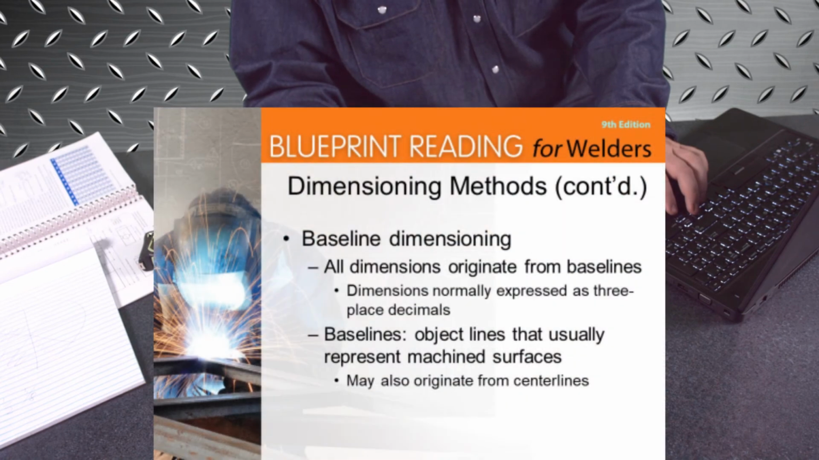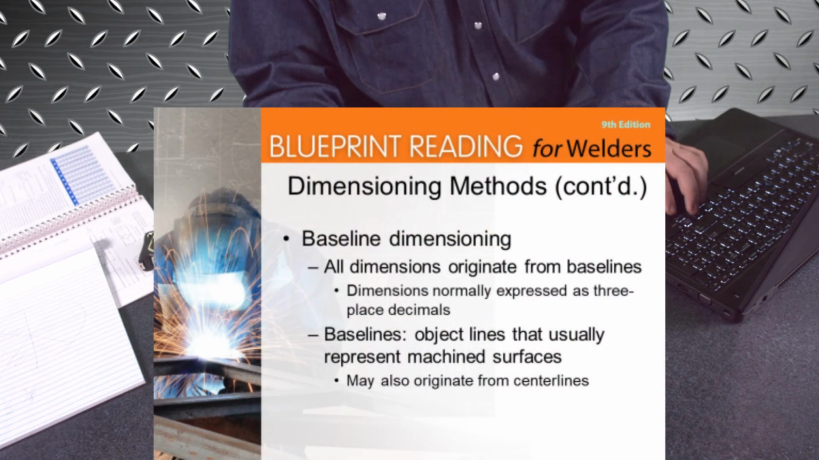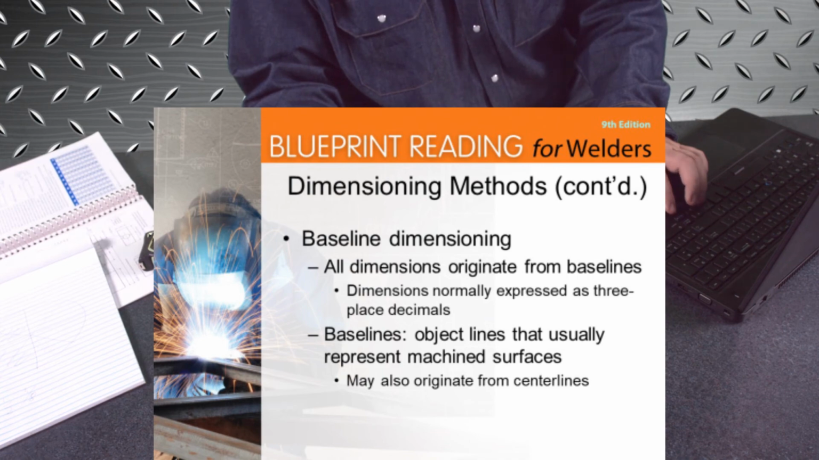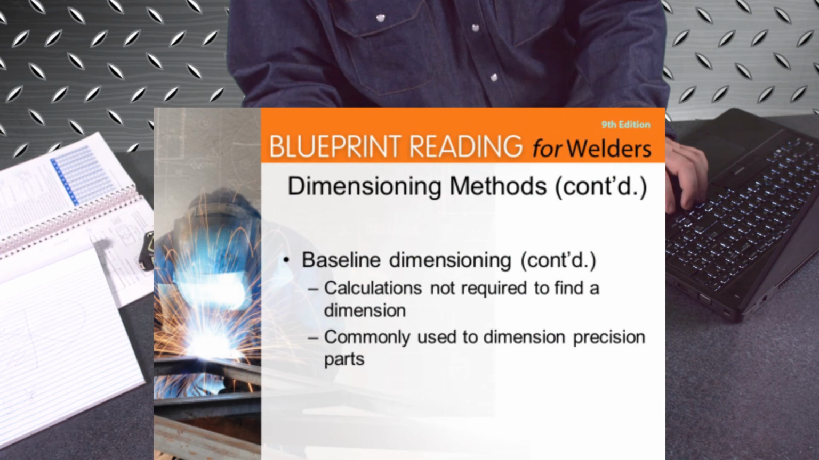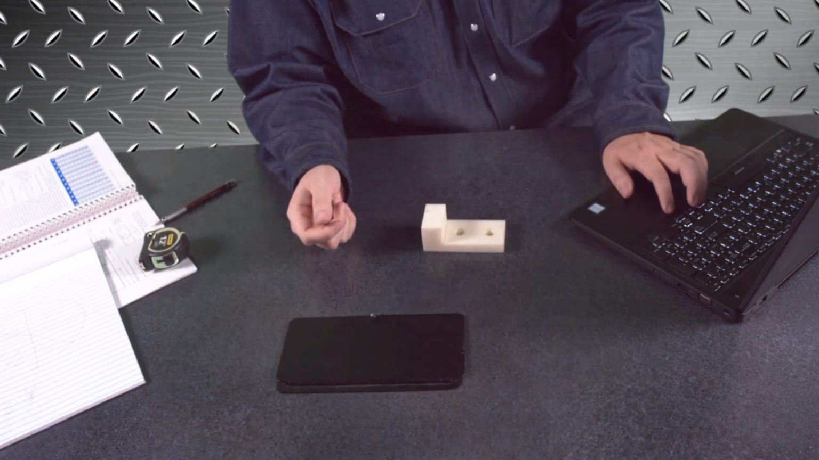Now, baseline dimensioning: all dimensions originate from the baseline. Dimensions are normally expressed as 3-place decimals. Baseline object lines, which usually represent machined surfaces, may also originate from center lines. Calculations are not required to find any dimensions with baseline dimensions. They are commonly used to dimension precision parts.